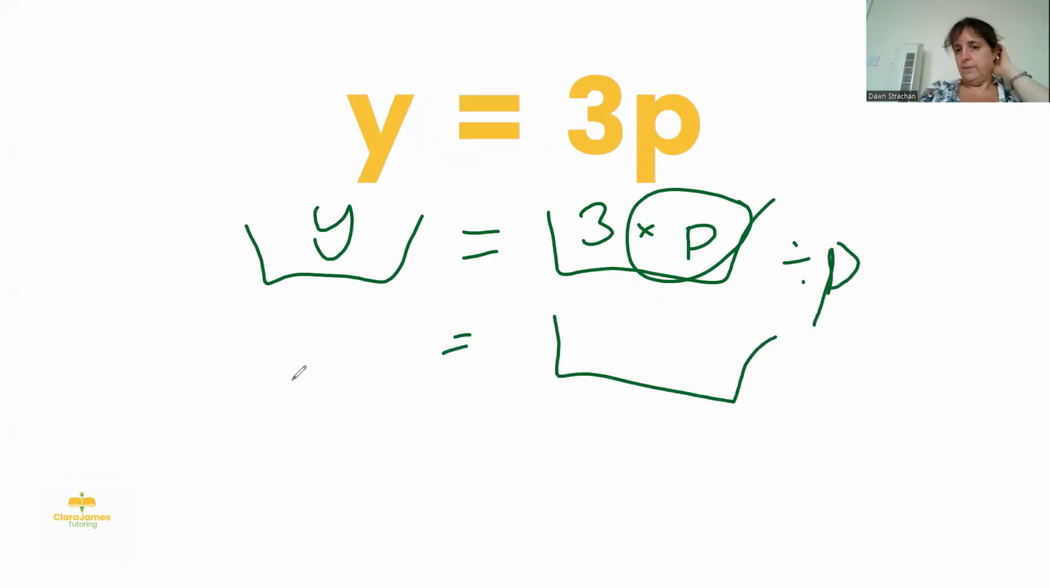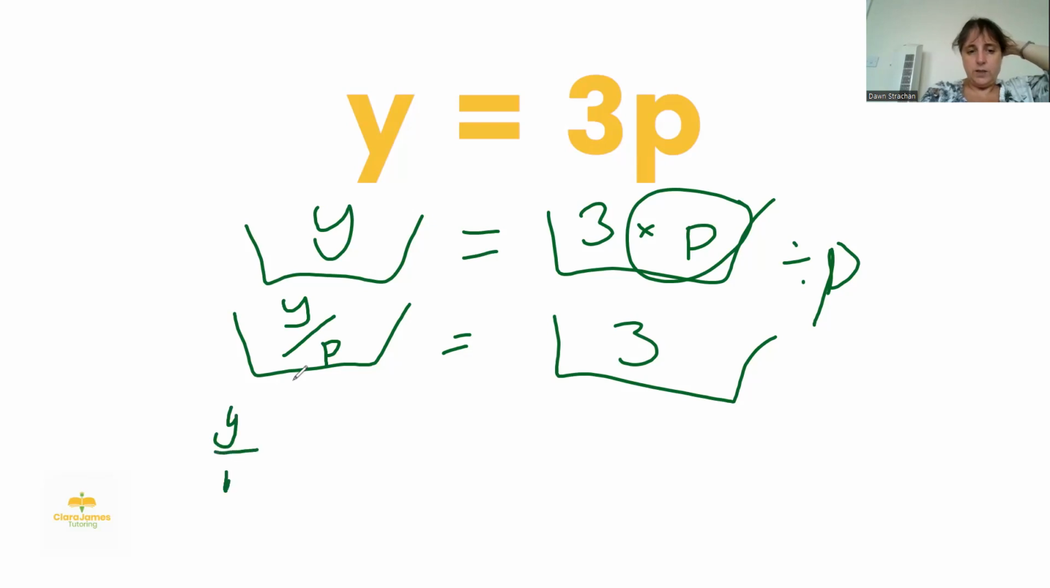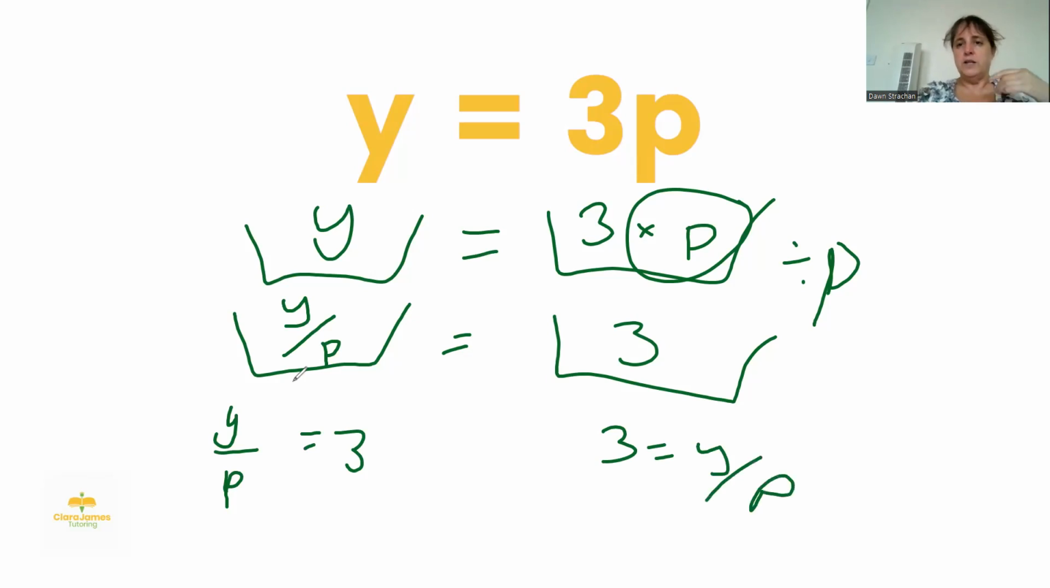That would give us just 3 in that side, but once again, it's adjusted the balance of the scale. So we're going to need to divide this side by p as well. And to write that, when you're doing algebra, you just pop it as a line like that and pop the p underneath. I think I was actually supposed to put the p by itself, wasn't I? I was supposed to divide both sides. Hang on, let's do that again.